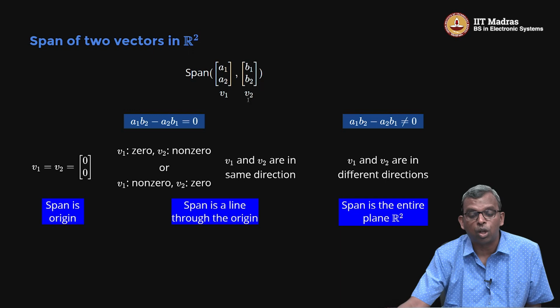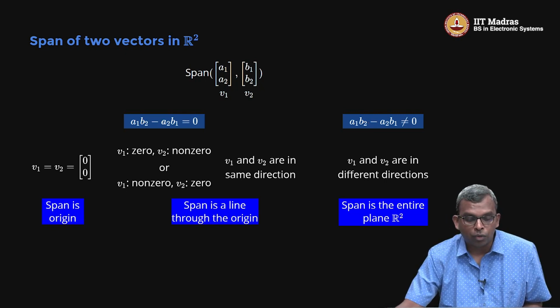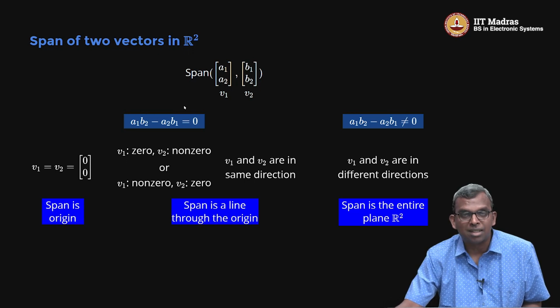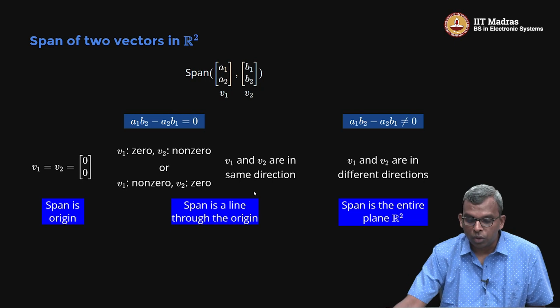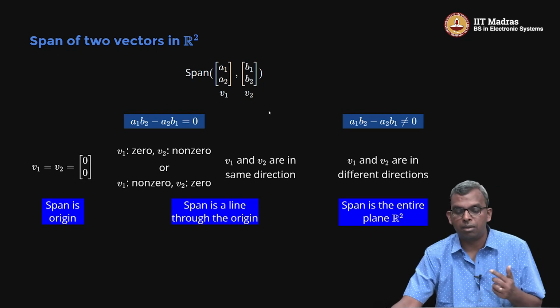If V1 and V2 are both non-zero, then it depends on whether or not they are in the same direction. And that is easily verified by this condition, A1 B2 not equal to A2 B1, they are not in the same direction, right? Another way to read A1 B2 and A2 B1 is, if all these are non-zero, A1, A2, B1, B2, then you can divide by A2. So you say A1 by A2 equals B1 by B2, right? That's the same as this condition. I hope you see that. So if V1 and V2 are in the same direction, A1 by A2 equals B1 by B2, then the span is a line through the origin, right? They are in the same line, so you get that.